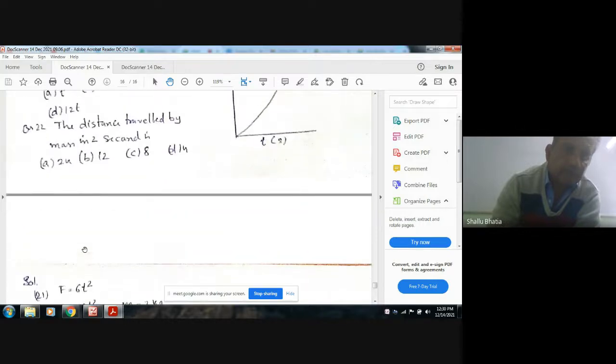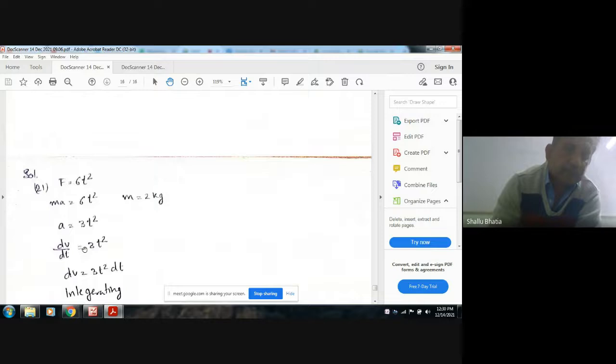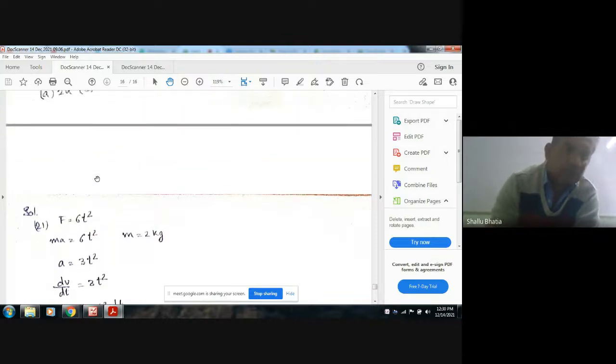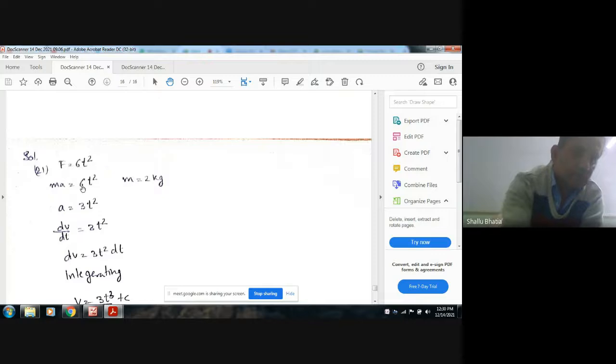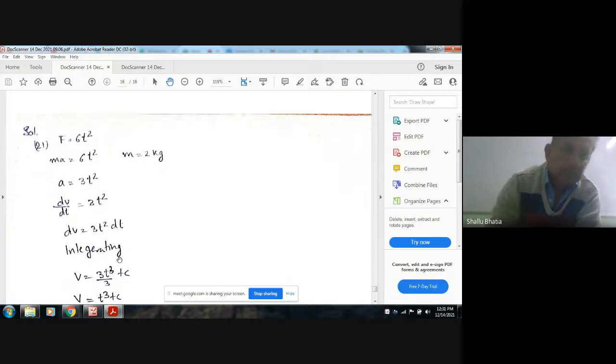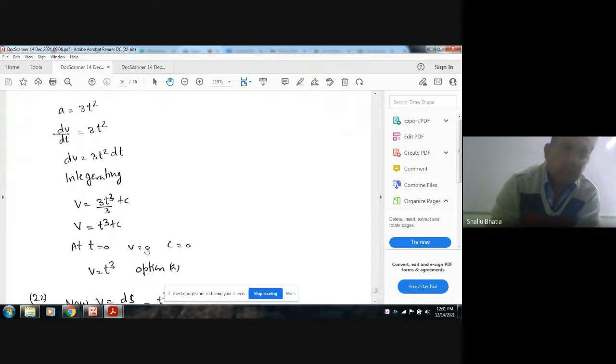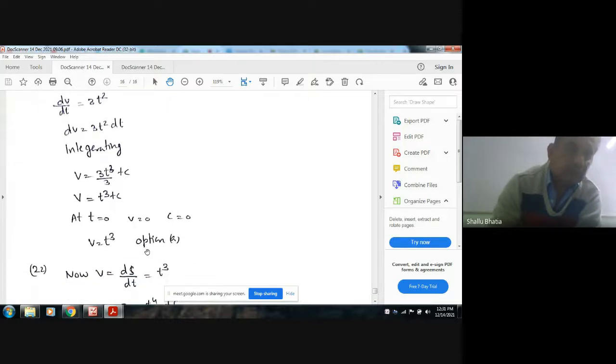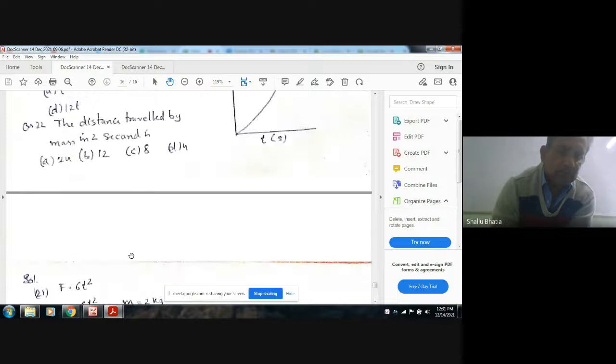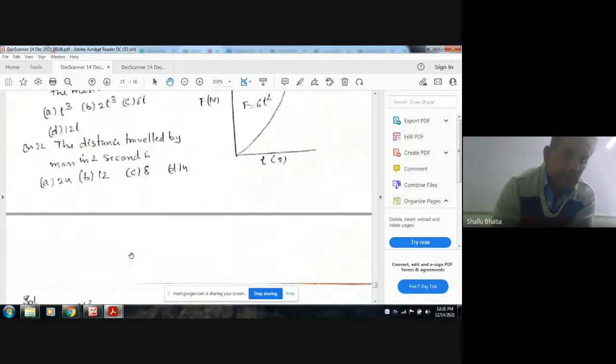Here the relation of force is given as F is equal to 6 t square. Now F is ma, mass into acceleration. Now m is given as 2 kg, so a is 3t square. Integrating the acceleration, we can have v is equal to t cube plus c. Now at t equal to 0, v is equal to 0, there is no velocity. So c will be 0, so v will be t cube. The general equation of v is t cube. So the answer is A.